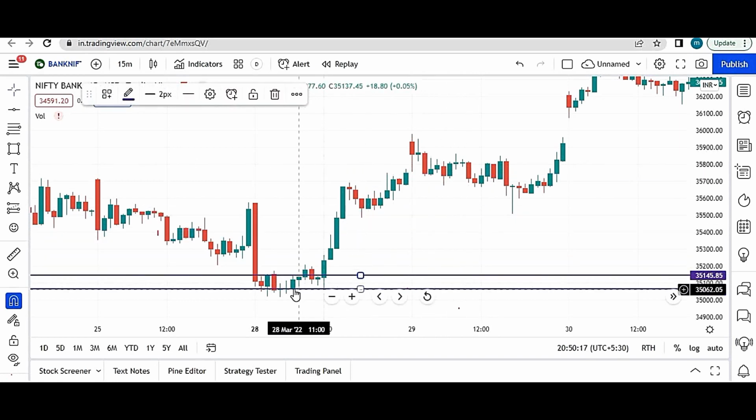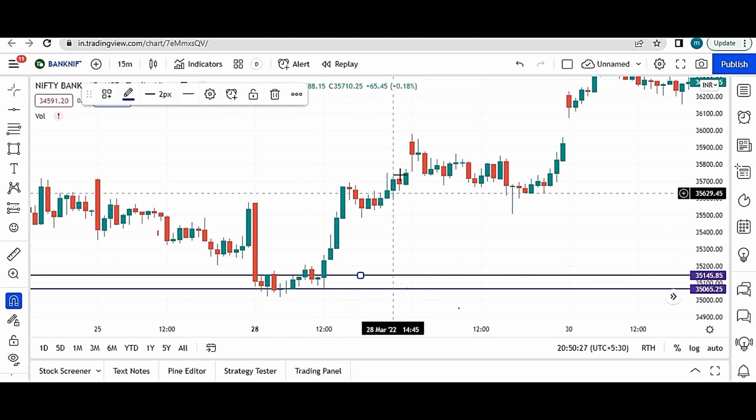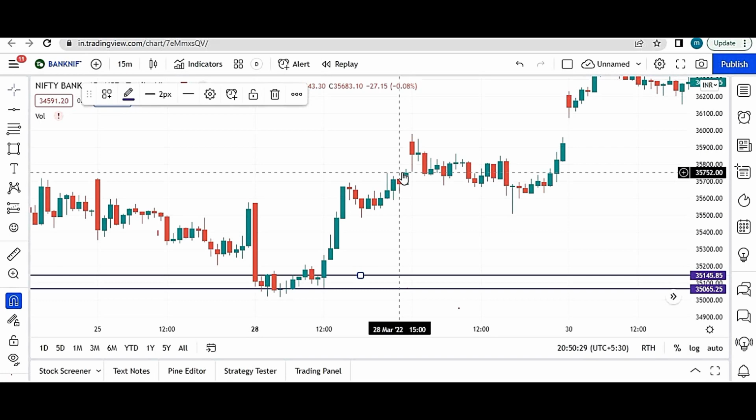The top is not broken, I mean between the high and low. Next candle broke the top. We enter here. See the move. Almost 600 points move. Very huge move.